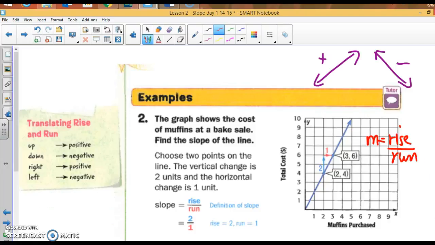And we're using the concept that slope is rise over run. So you find 2 points on the line. 1, 2. What's the rise from this point to this point? I go up 2. That's positive 2. My run is 1 to the right, positive 1. Again, up is positive, down would be negative. Right would be positive, left would be negative on the run.